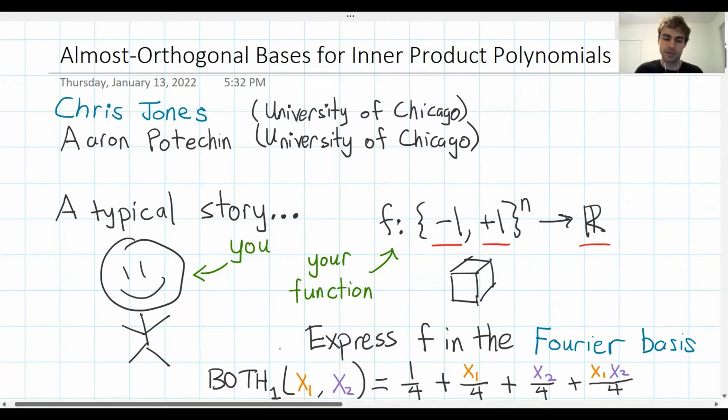So for example, written at the bottom of the slide here, the both1 function takes in 2 inputs and checks whether or not they are both 1. Then this is its expansion as a multilinear polynomial. So for example, if both of these inputs are 1, then this will evaluate to 1. And otherwise, on any other Boolean point, this will evaluate to 0.